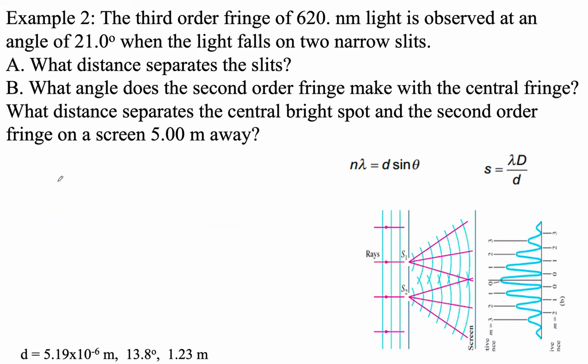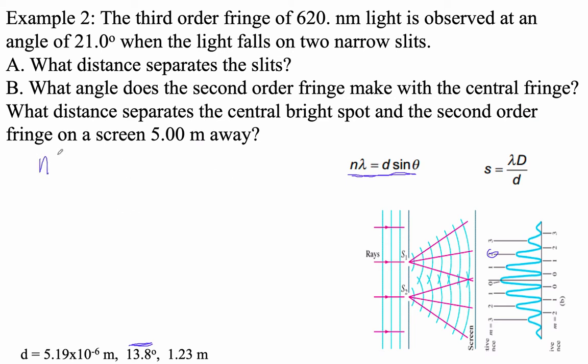Okay, so part B. What angle does the second order fringe make with the central fringe? Well, let's do this, right? Now notice that the third order is 21, so you'd be tempted to say that if every fringe is 7 degrees out, right? If this is 7, this is 14, this is 21, right? This guy, the second order that they're asking about, would be 14, and it is close to 14, but it's not quite 14.